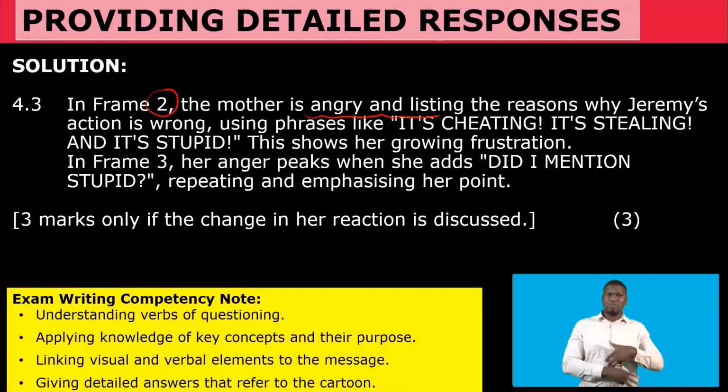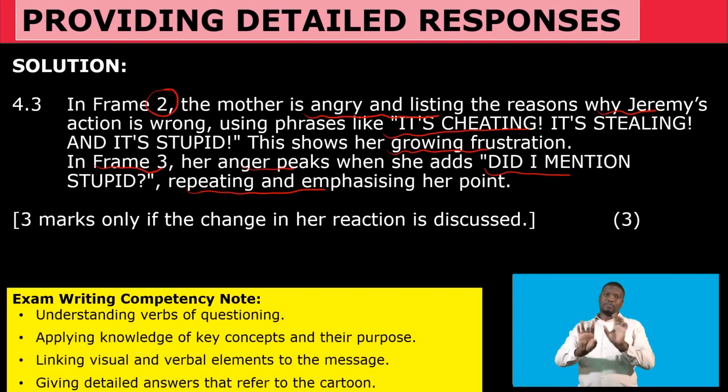So in frame 2, the mother is angry and listing the reasons why Jeremy's action is wrong, using phrases like "it's cheating and stealing and it's stupid." This shows her growing frustration. And then in frame 3, her anger peaks when she adds, "did I mention stupid," which of course is a repetition, repeating and emphasizing her points. So here you would get 3 marks only if the change is discussed. That's why it's easy to split your answers into the 2 frames and you will get your 3 marks.